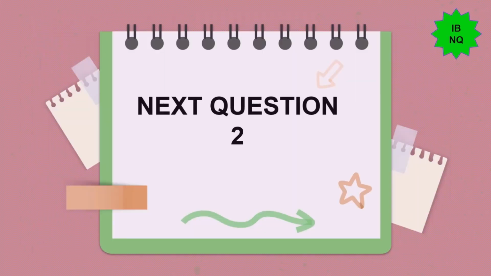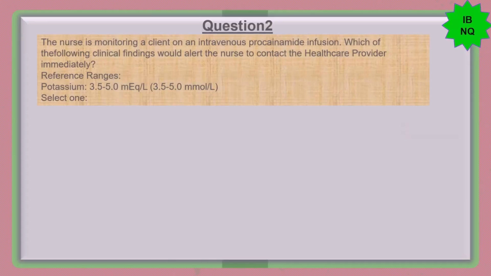Let's move on to our next question. The nurse is monitoring a client on an intravenous procainamide infusion. Which of the following clinical findings would alert the nurse to contact the healthcare provider immediately? Reference ranges: potassium 3.5 to 5.0 milliequivalents per liter, 3.5 to 5.0 millimoles per liter.